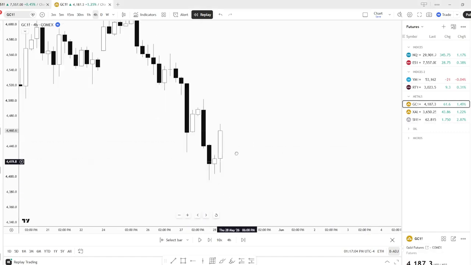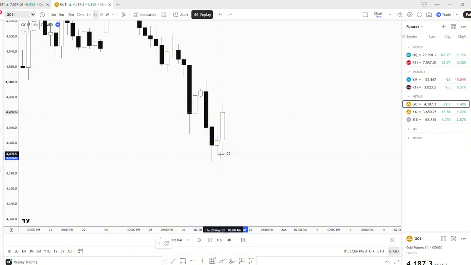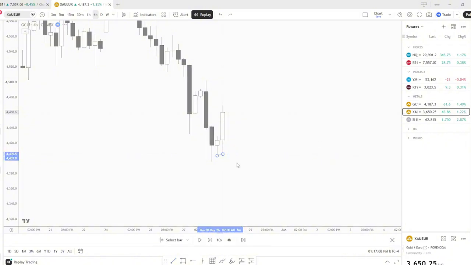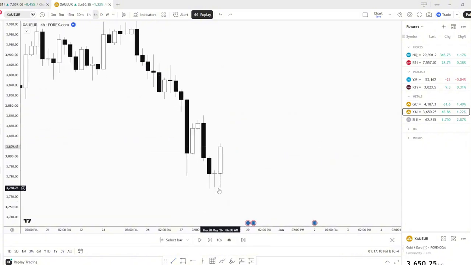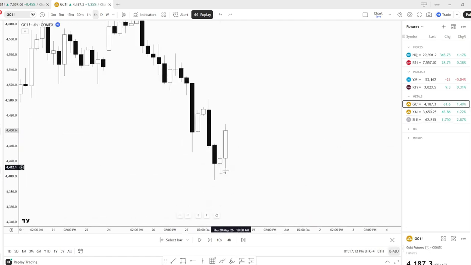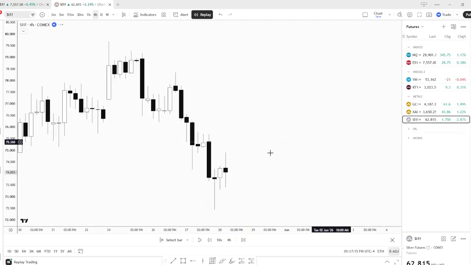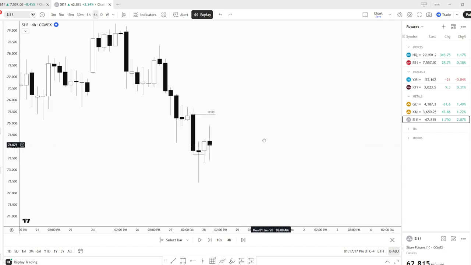And if we take a look at gold, we can see gold has an SMT at this candle's low with euro right here. Right, so euro has an SMT right there, so gold is reversing away from this SMT, so that would favor silver trading higher as well.